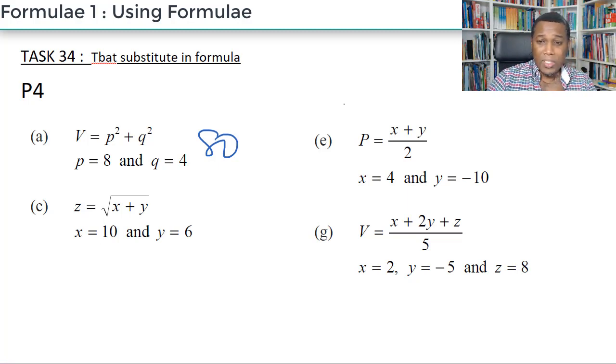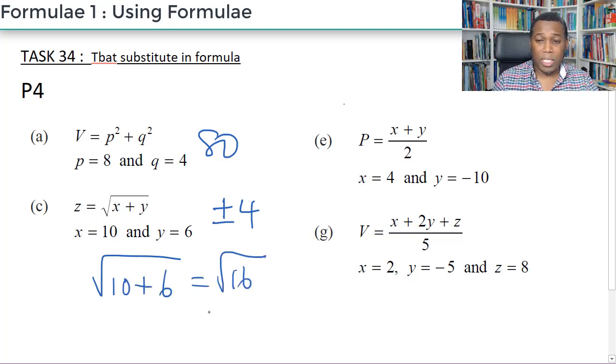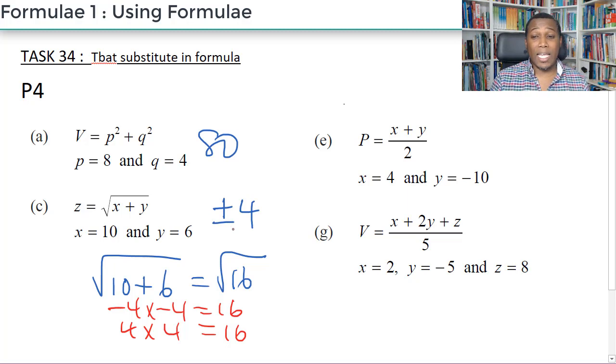First one is 80. Then C, I have to talk about C. The answer is going to be plus or minus 4. Did you just put 4? C is important, so let me look at it. I want the square root of 10 plus 6, which is the square root of 16. Remember, a minus times a minus gives a plus, so -4 times -4 is equal to 16, just as 4 multiplied by 4 is equal to 16. Hence the plus/minus sign, because that symbol indicates you can use either +4 or -4. Both are valid answers. If you only had one, make sure you put both of them.